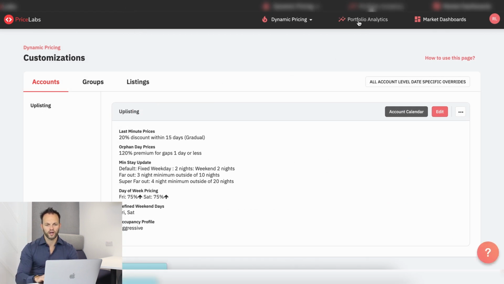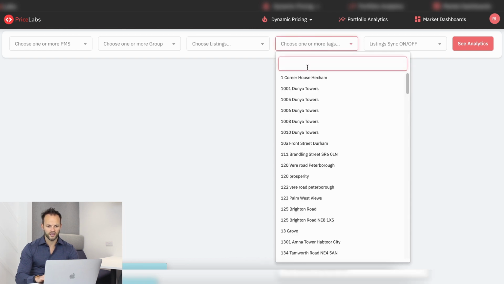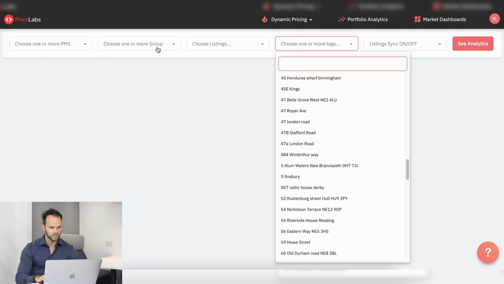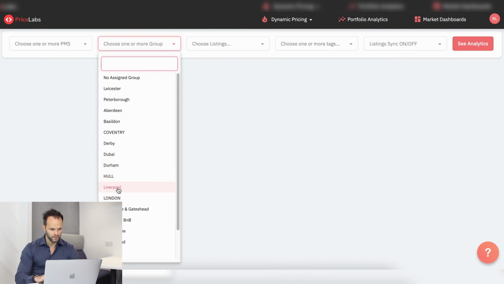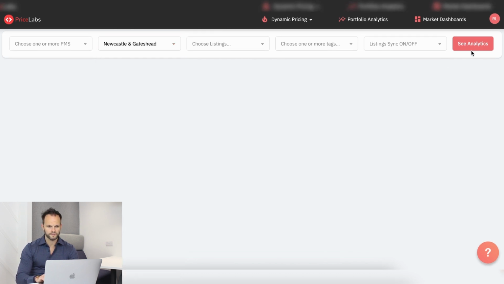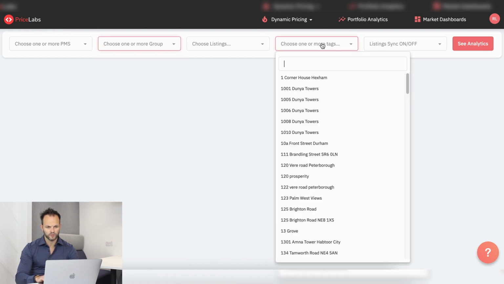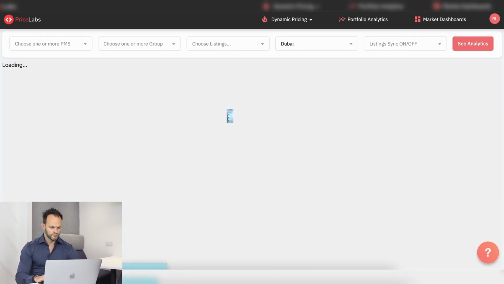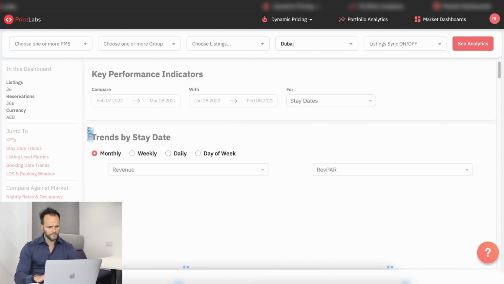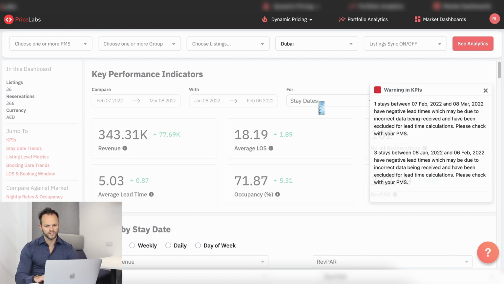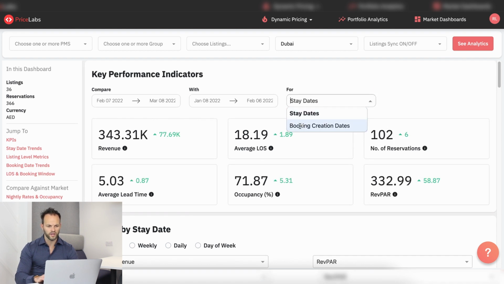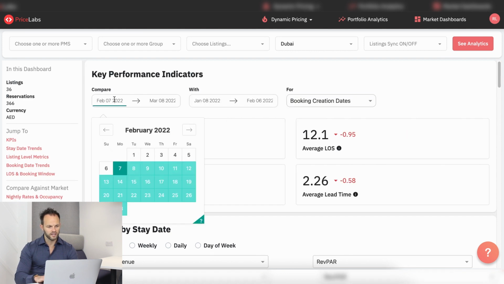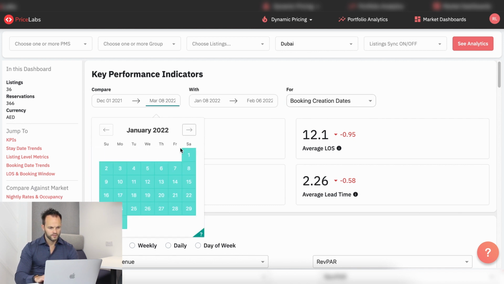What I then do is look at the portfolio analytics. Let's just choose a group of properties. Where should we go? We'll go Newcastle. No, I tell you what we'll do, we'll go Dubai. What I basically want to show you is that you should be all over your data so that you can see what is going on. So we have your booking creation dates, and let's just choose a couple of months, maybe there to there.